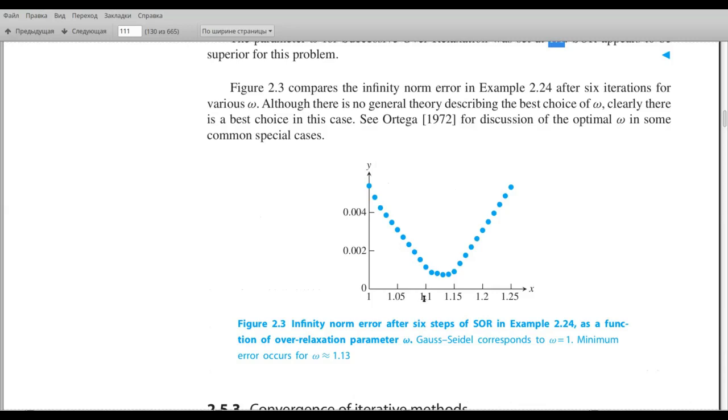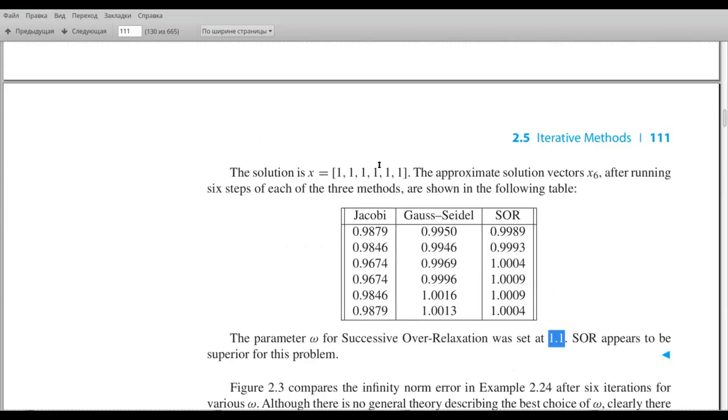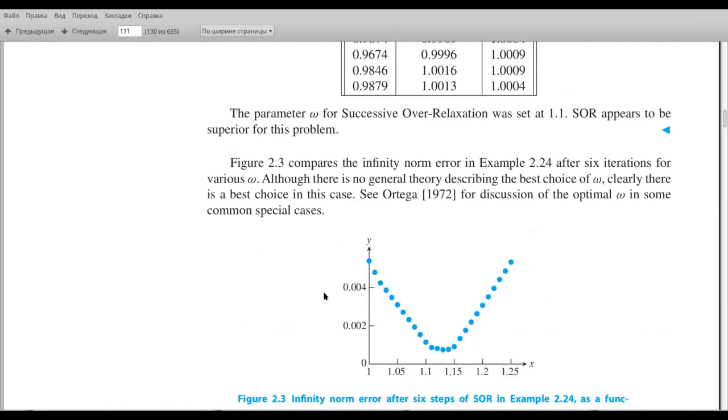this is the dependence of the L infinity error, which means the maximum error component, the magnitude of the error component, right? So if you just subtract our x n plus 1 from the exact solution, and just draw the maximum component of the result, this is what happens.